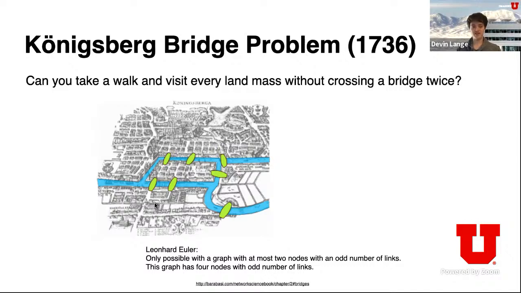And it turns out you don't always have this opportunity, and the thing that determines this in your graph structure is, at most you can only have 2 nodes in your graph that have an odd number of links.